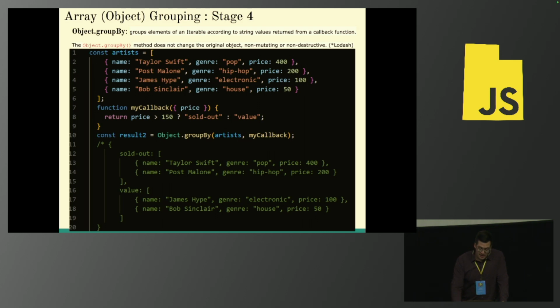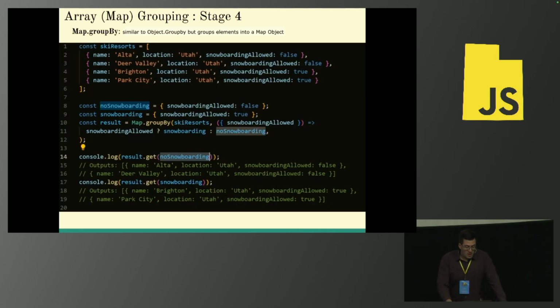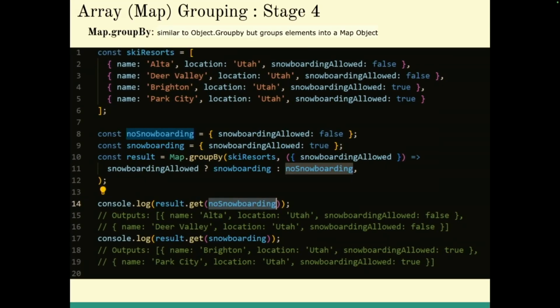facilitated by that callback. Now, there's something that's incredibly similar to this, but slightly different, and I'll cover that as well. That would be Map.groupBy. It's very similar to Object.groupBy, but it groups elements into a Map object.